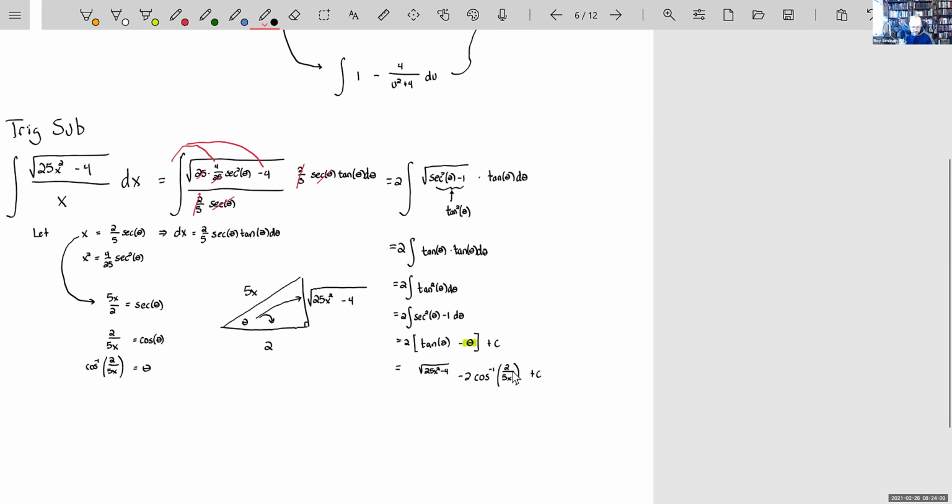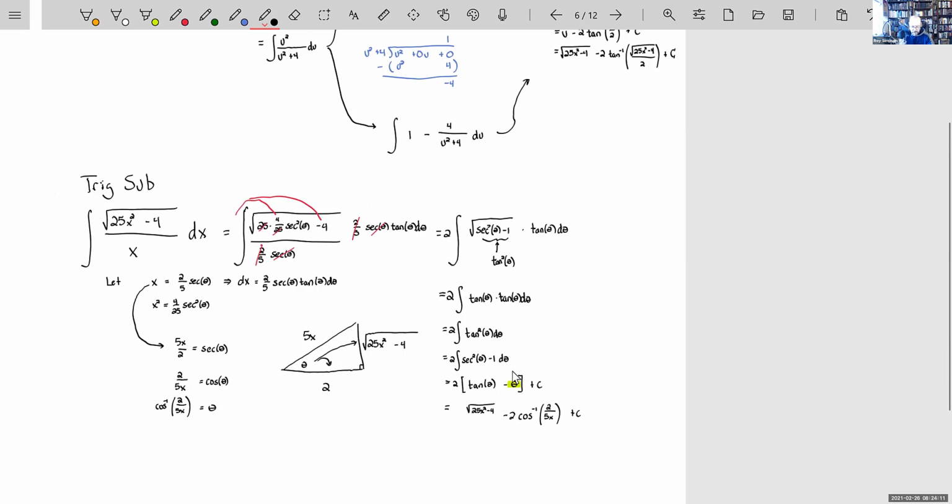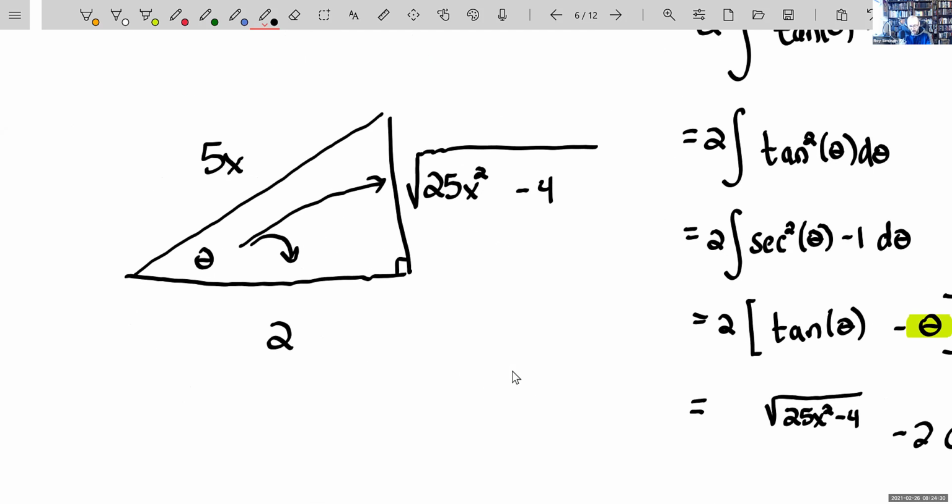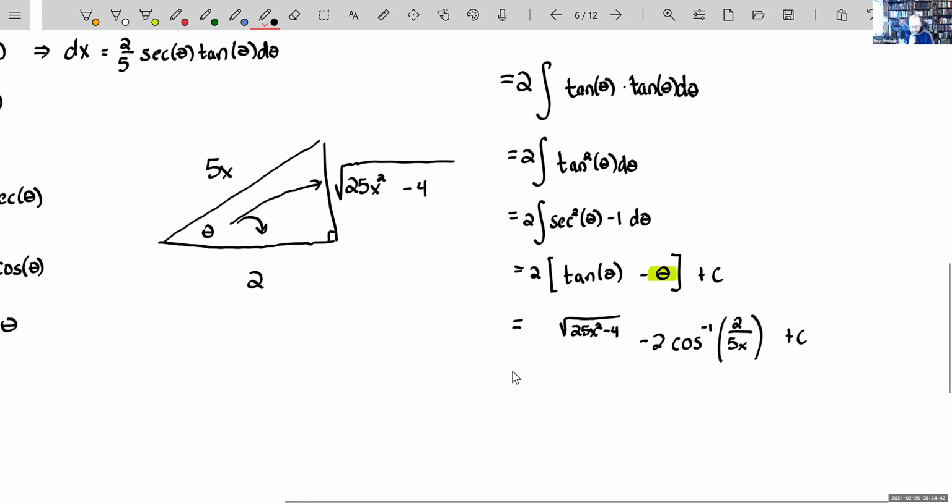Now you may say, but wait a second, that's different than the answer we got up above. The answer we got up above, just at the top of your screen there, was the square root of 25x squared minus 4 minus twice the tan inverse. Well, if you want to write it in tan inverse, you can. It's totally doable. You can see right here, the tangent of theta is root 25x squared minus 4 over 2. So the tan inverse of root 25x squared minus 4 divided by 2 must be theta. So you could write it both ways.